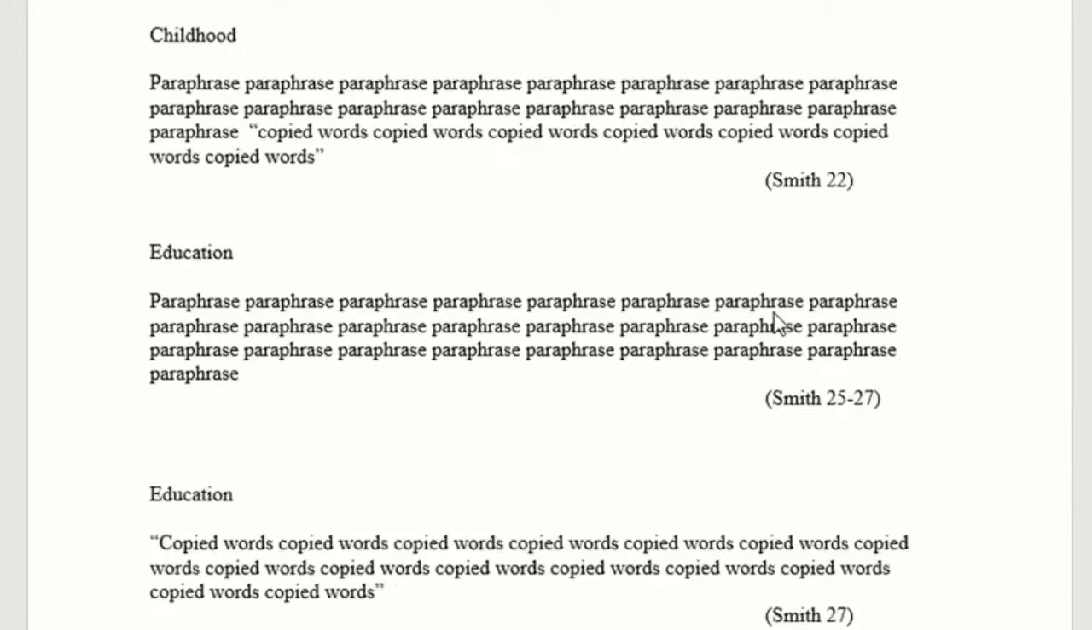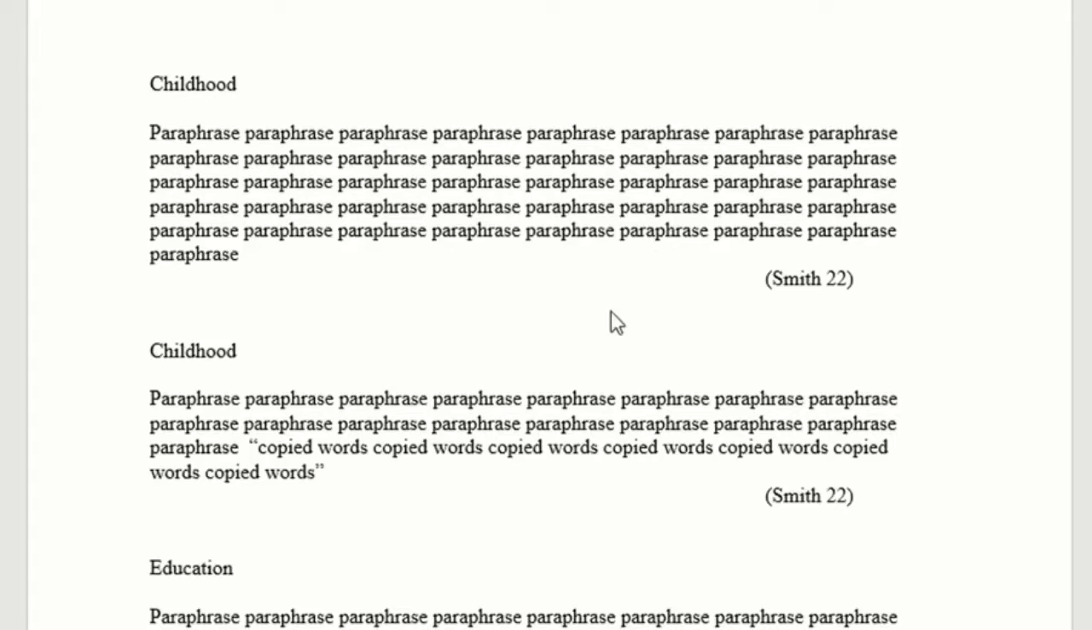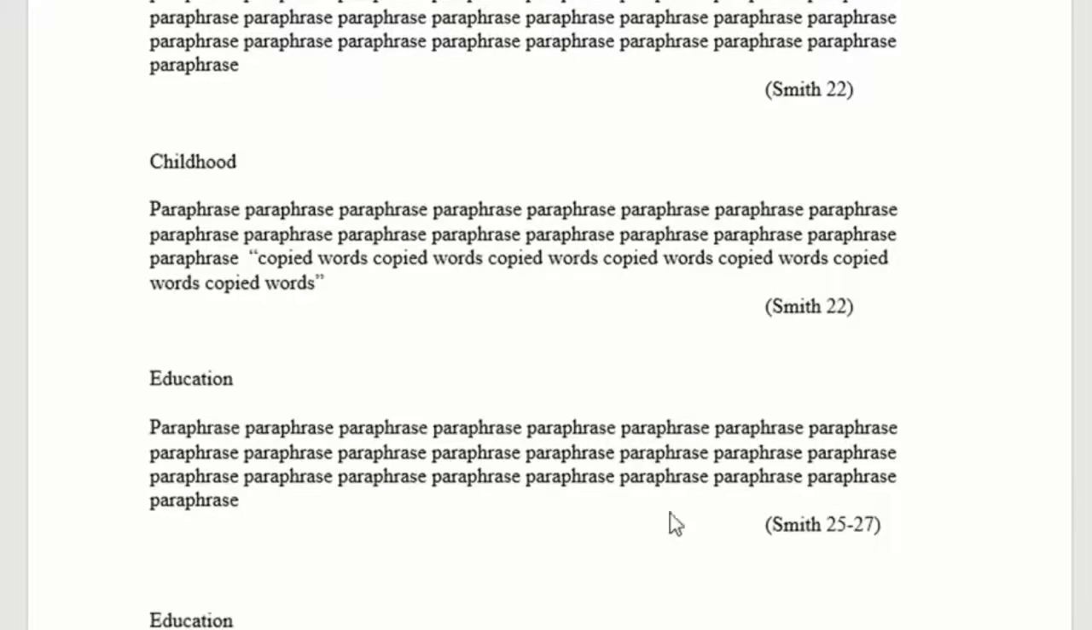So here we have a full page of notes from this book written by Smith. Childhood, information, Smith, page 22. Childhood, information. Now this note is a combination of some paraphrased information, and then here's a place where the student copied words. You can see the quote marks around the words copied, so that later on she will remember that those words were copied. And then Smith 22. Here we get into information about the education. Paraphrase, paraphrase, paraphrase. Smith 25 to 27.